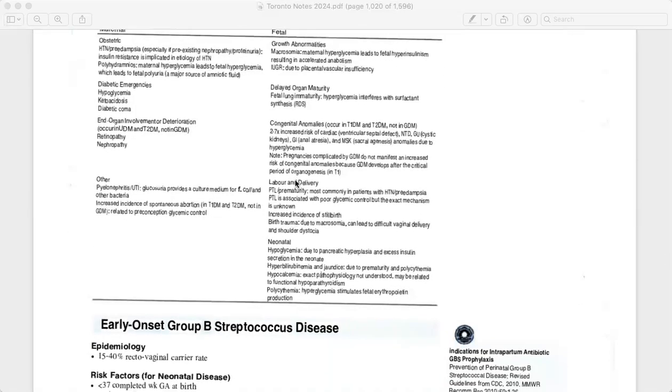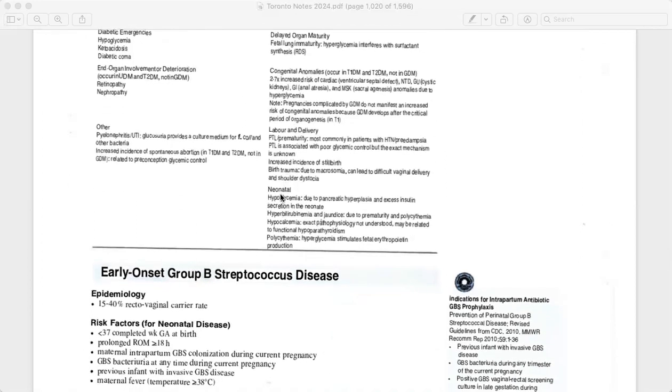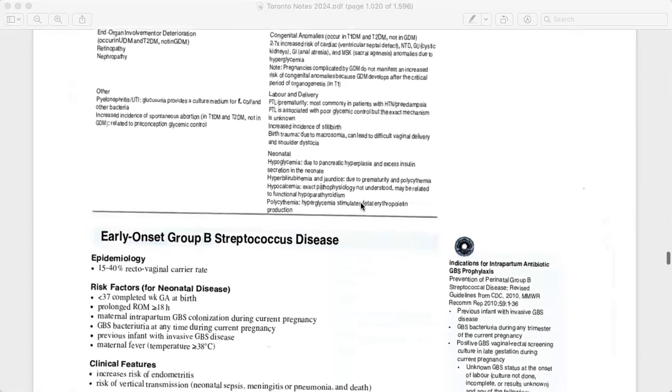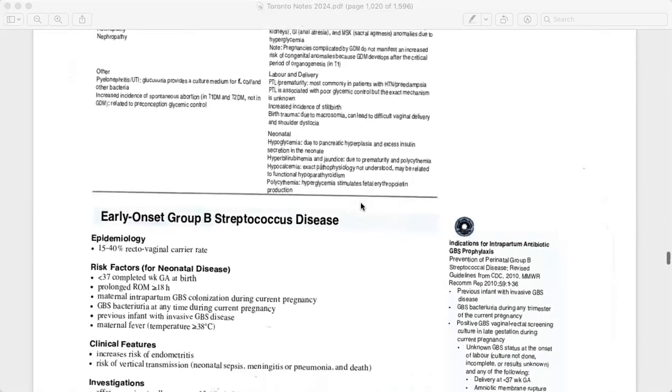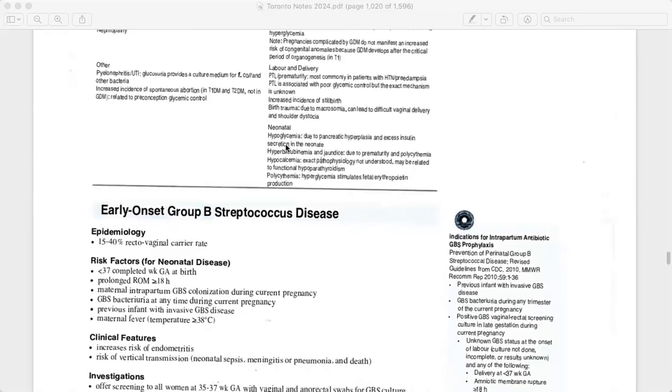Now coming to the labor and the delivery, preterm labor, prematurity, most common in the patients with HTN. Preterm labor is associated with poor glycemic control, increased incidence of stillbirth, birth trauma, and neonatal hypoglycemia due to pancreatic hyperplasia. That's why they are having hypoglycemia. This is important. After the birth, what are the complications for the fetus? Hypoglycemia, hypocalcemia. Otherwise, the rest of the things are high. Only glucose and calcium are below the normal range. Otherwise, bilirubin level is high, jaundice is there, and polycythemia is there. So that's why only hypoglycemia and hypocalcemia, hyperbilirubinemia and polycythemia.